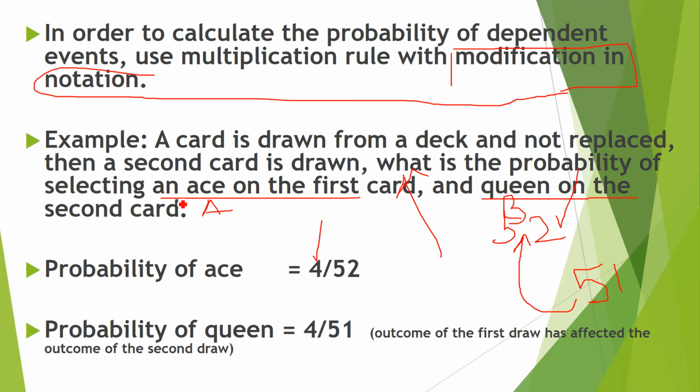So what is the probability of selecting an ace? You have 4 aces. We can write 4 divided by 52, because the first time we have 52 cards in the deck. Now, what is the probability of queen? Again, we have 4 queens in the deck, but only 51 cards are remaining. The outcome of the first draw has affected the outcome of the second draw. This is the important line. So here you have to change the denominator. You should be very careful about this denominator, right? So 4 by 52, and then 4 by 51, you can multiply these two.